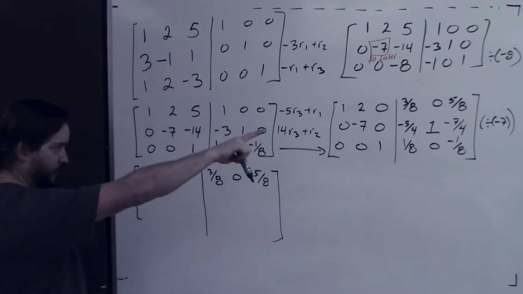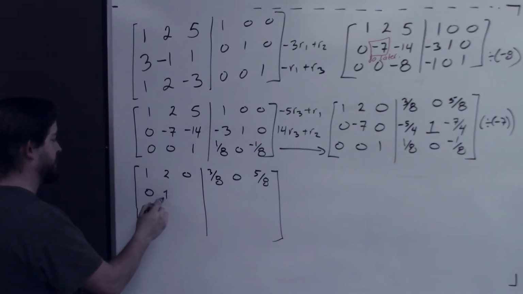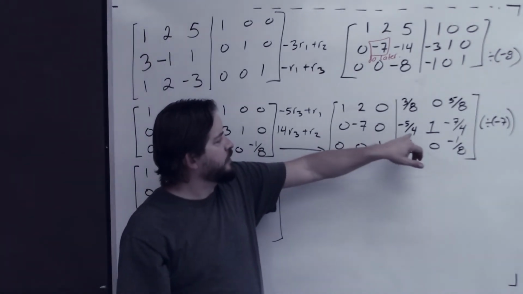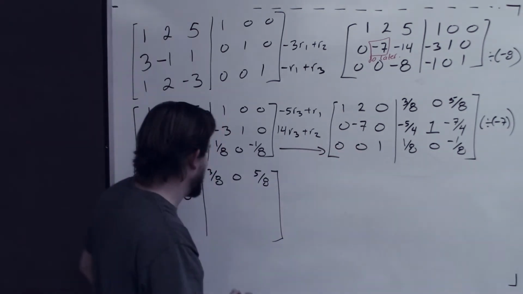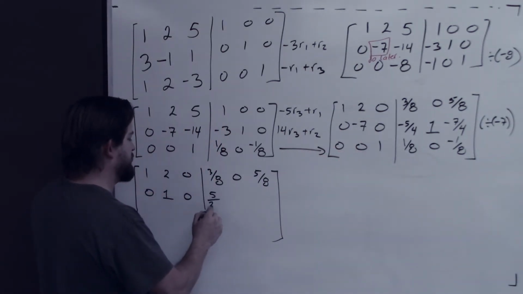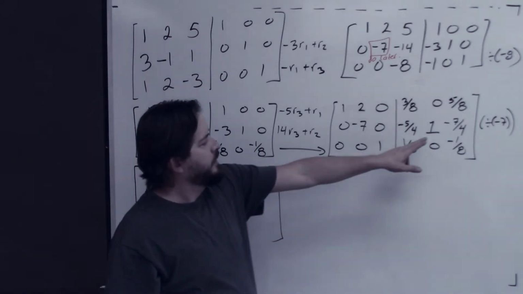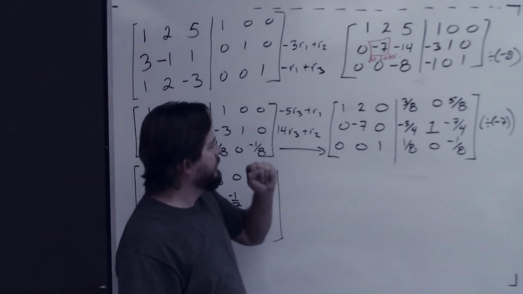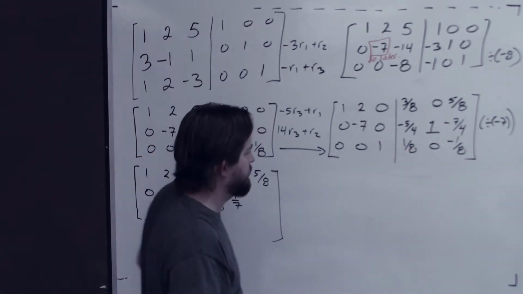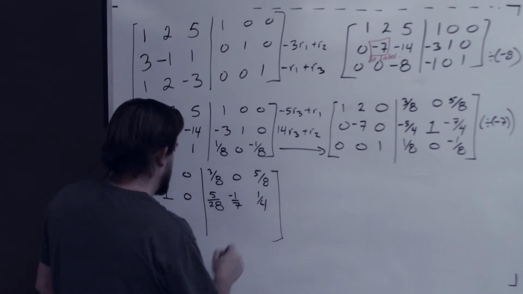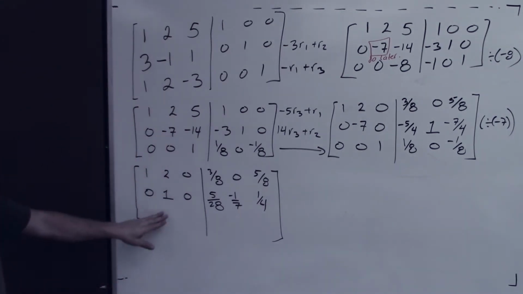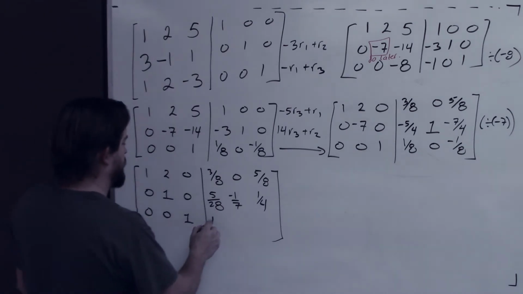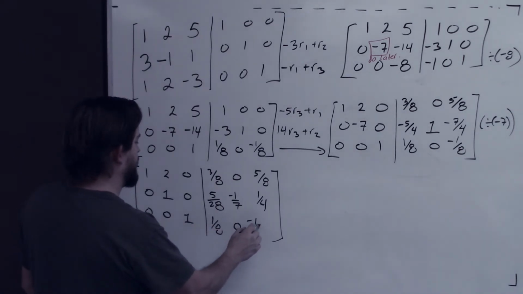Middle one's all divided by negative 7, so 0, positive 1, 0. I'm dividing this by negative 7, so that goes positive, and 5/28. Not the coolest number ever. Negative 1/7. And positive 1/4. Okay. And then the bottom one, of course, didn't change. 0, 0, 1, 1/8, 0, negative 1/8.